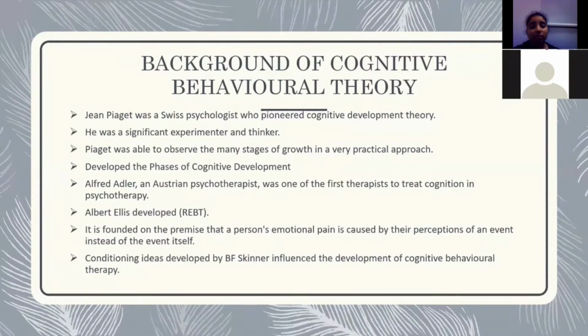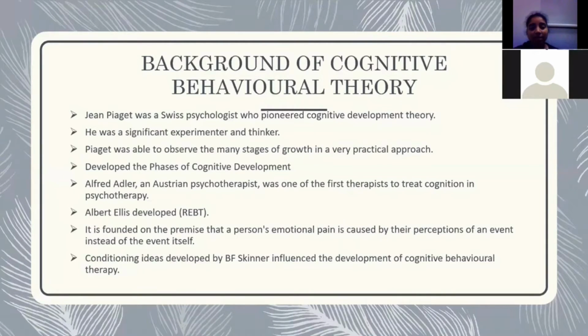With the support of his wife and children, he was able to learn about these developmental stages in the most direct way possible rather than through theoretical study. Instead, he was able to observe the many stages of growth in a very practical approach. As a result, he studied children of various ages and developed the phases of cognitive development, which became the foundation for distinguishing educational systems based on the stages of development of children.